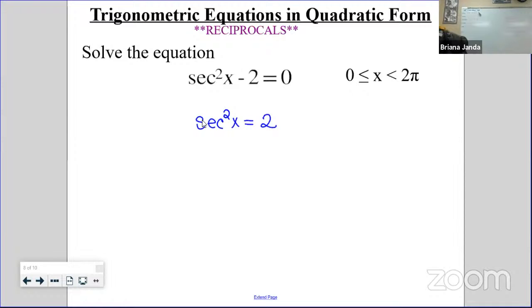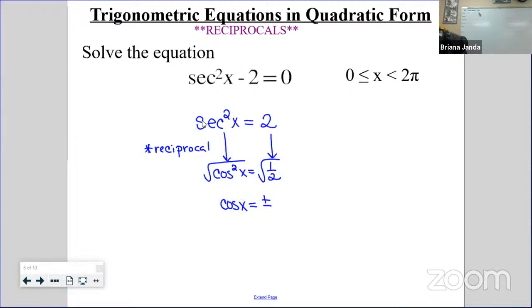I like to reciprocal at this point. Okay, so now I'm going to take the reciprocal. The reciprocal of secant squared would be cosine squared. The reciprocal of 2 would be 1/2. And you must reciprocal both sides, right? And then we can proceed. Continuing to solve, cosine squared, I would square root. When I square root, I would put plus or minus on my answer.